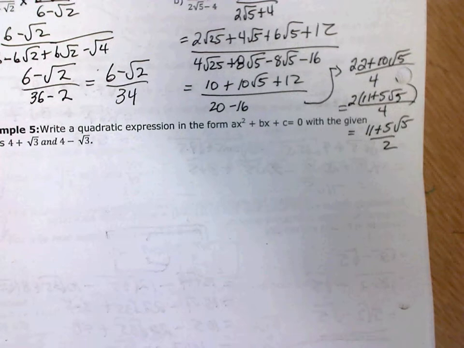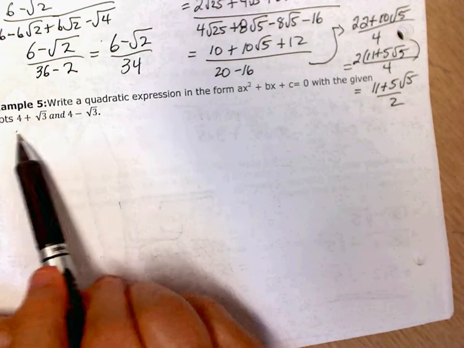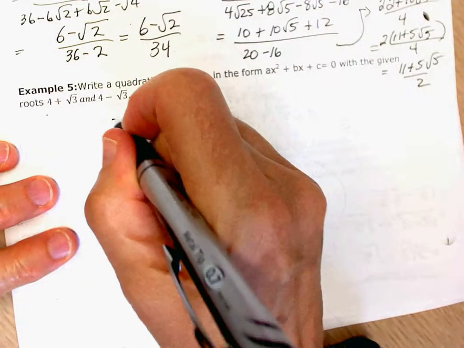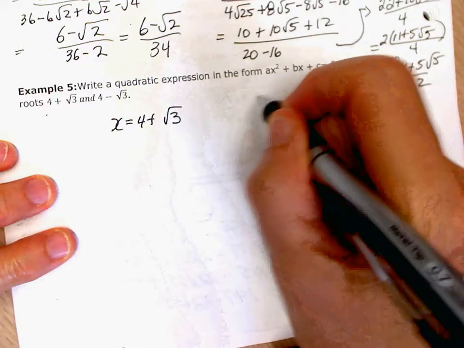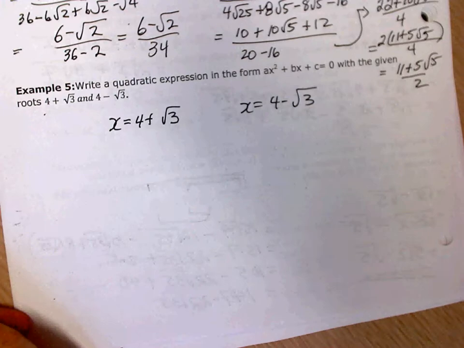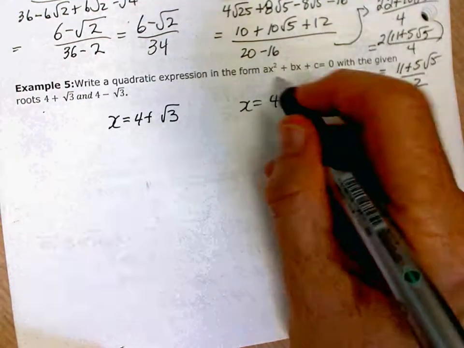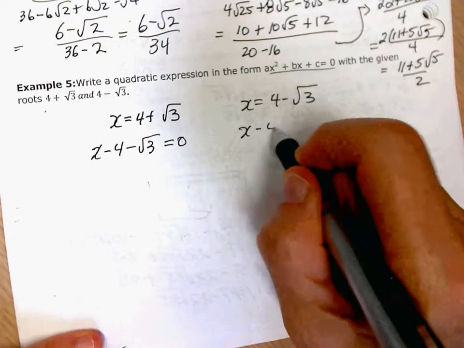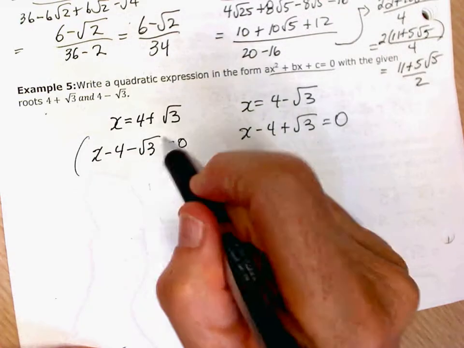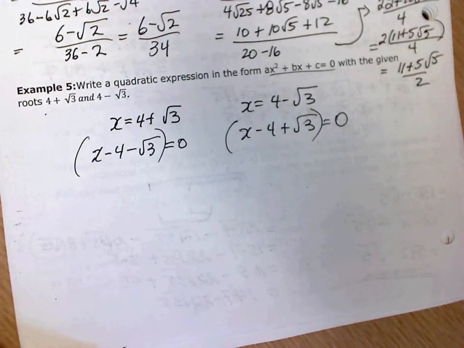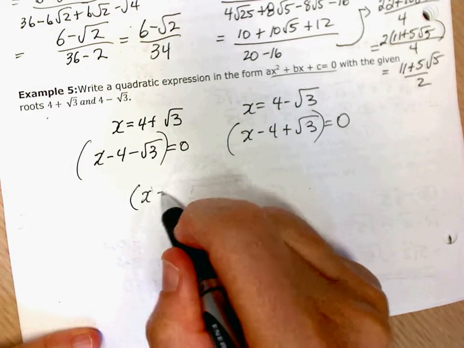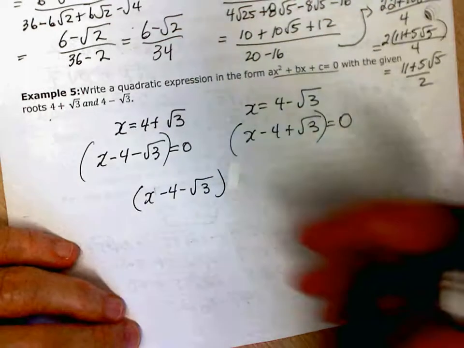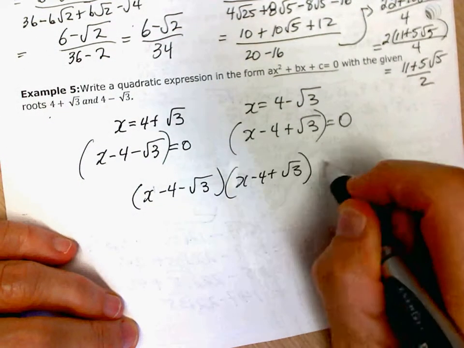Okay, now they give us the answers. Let's now get the quadratic expression. So let's just work backwards. They give us the answer x equals 4 plus root 3 and x equals 4 minus root 3. When we solve a quadratic expression, these are equated to 0 to solve, right? Now these are our two factors that we can use to find the quadratic equation. So we're just working backwards from factoring.